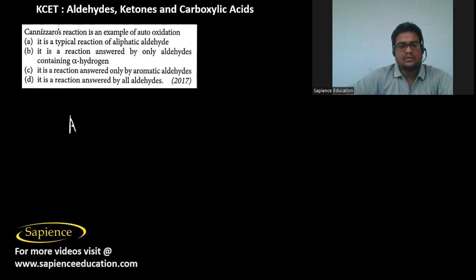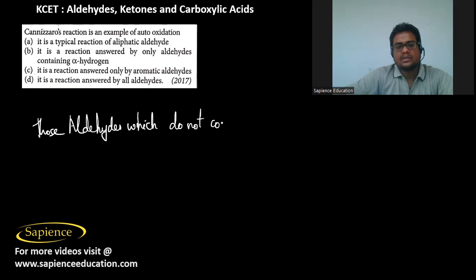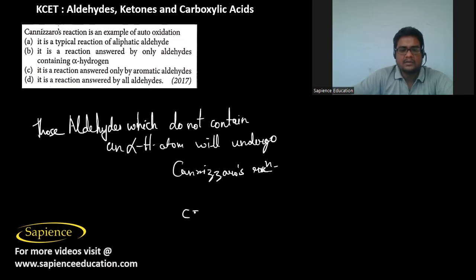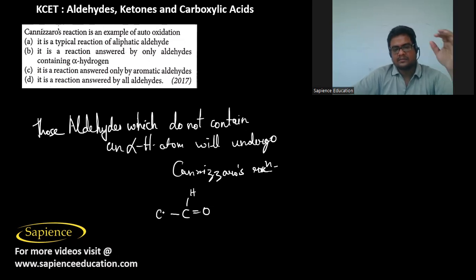So the rule is that only those aldehydes which do not contain an alpha hydrogen atom will undergo Cannizzaro's reaction. So it means that only those aldehydes, it means the CHO group, here it should not contain any alpha hydrogen.